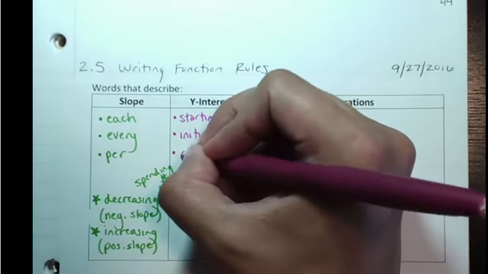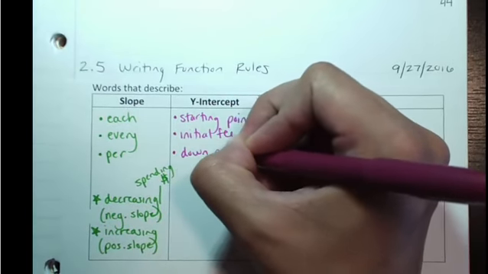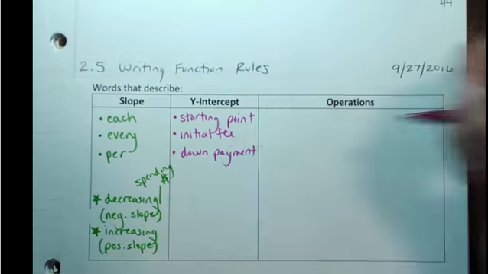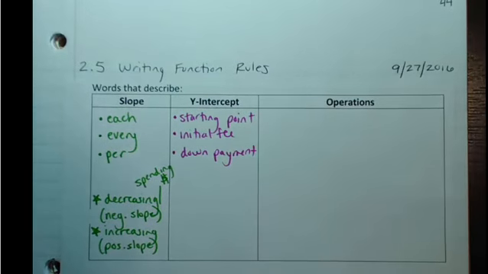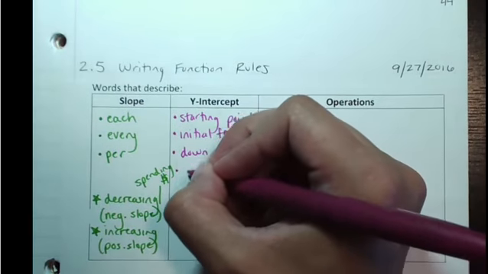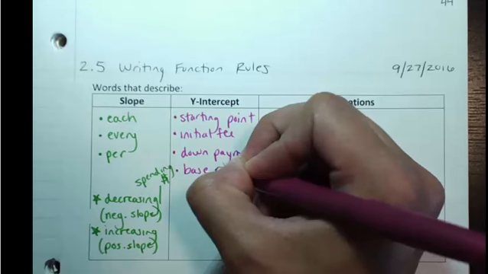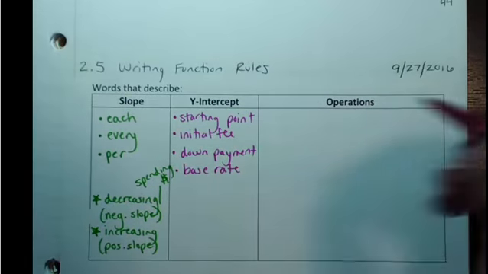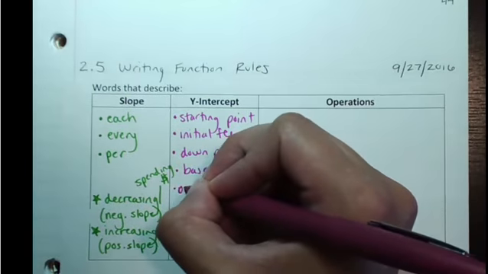When you're buying a house, you might have a down payment. You need to pay that first before you start paying your monthly payments, would be your slope. Other words that mean the same thing as all these would be a base rate. You could say the original amount.